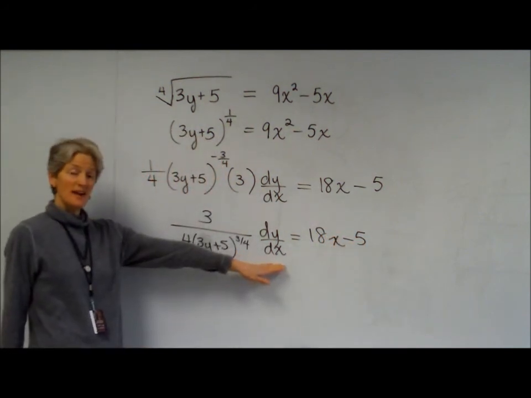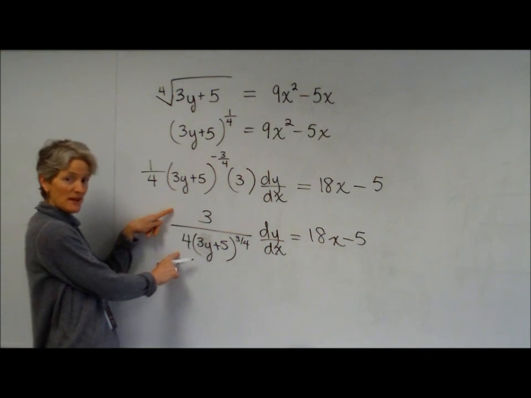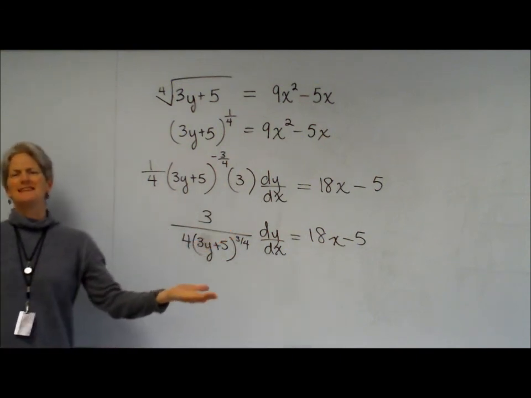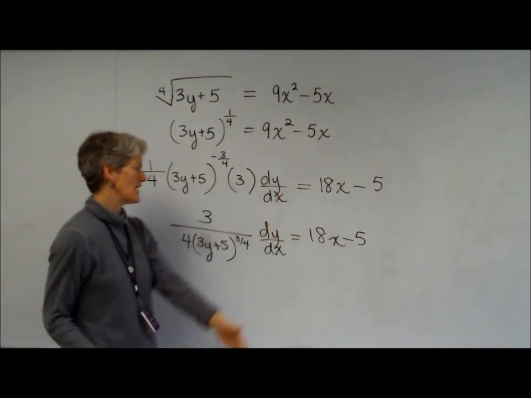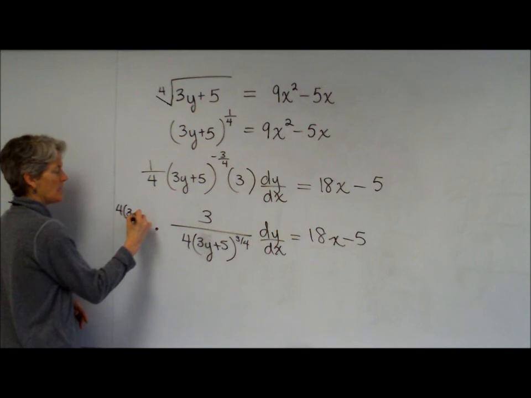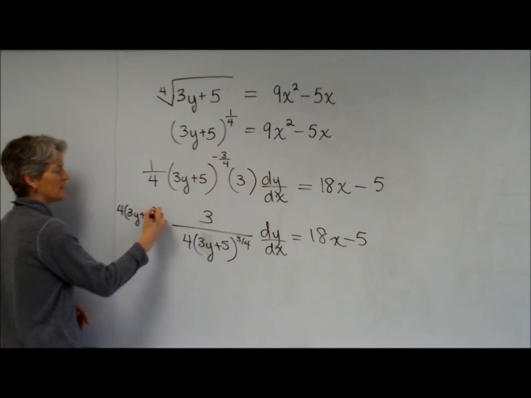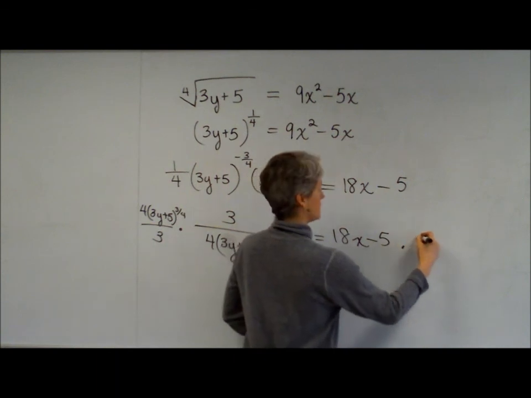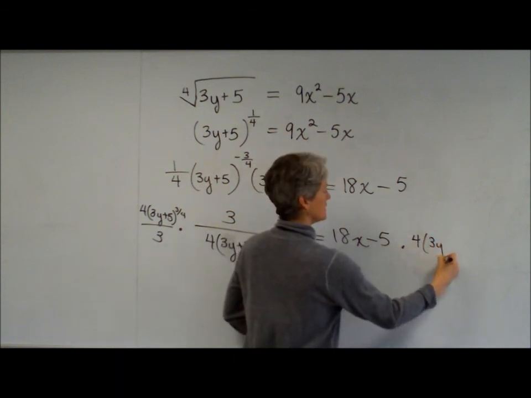Now, to get dy/dx by itself, I just need to get rid of this. Again, I could divide both sides by that, but how messy is that? We don't like messy. Dividing fractions is messy. So let's just multiply by the reciprocal. I'm multiplying both sides of the equation by the reciprocal. Keep track of what I'm doing here.